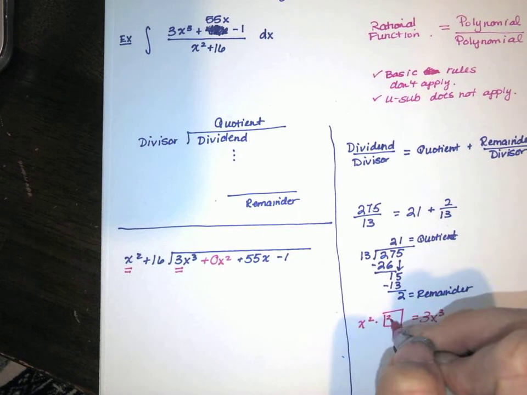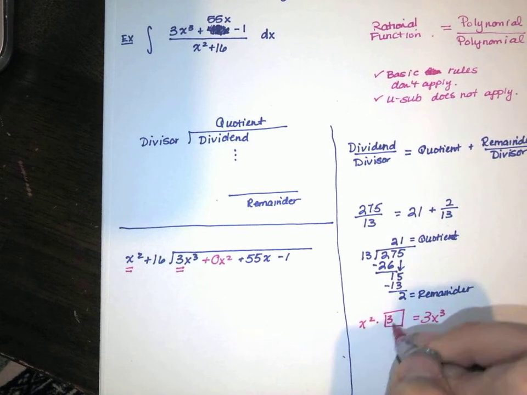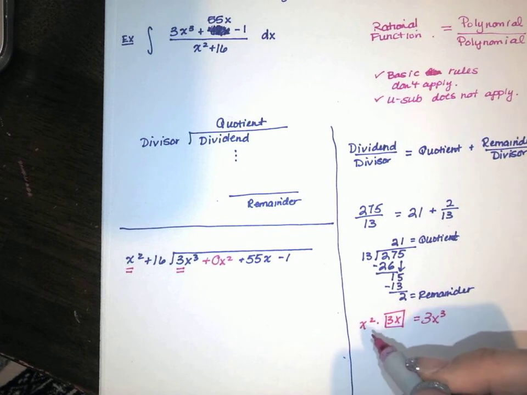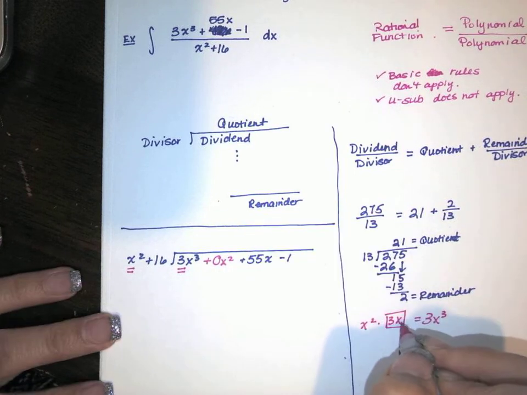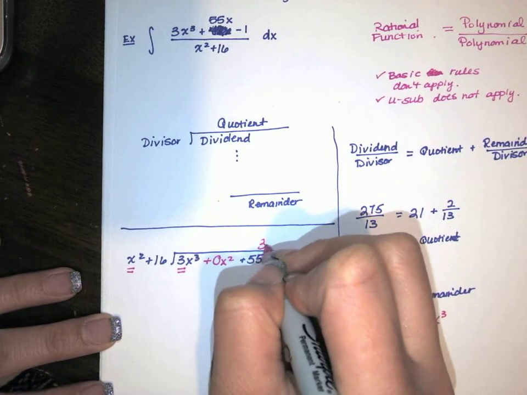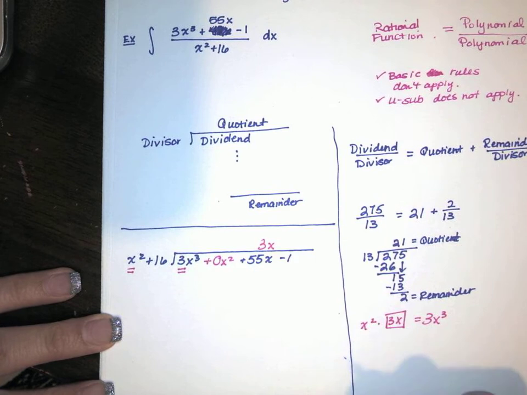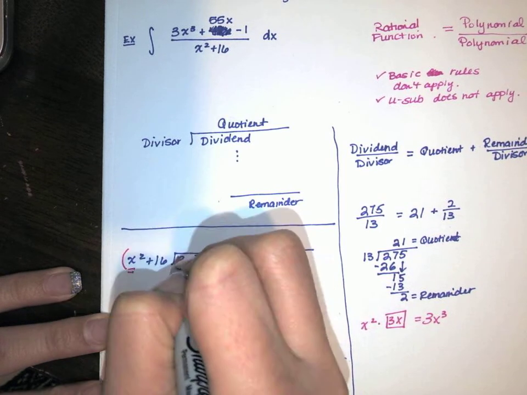Well, I need a 3. I've got 2 x's, I need 1 more x. So x squared times 3x gives me that 3x cubed. So I'm going to write 3x up here, and I just like to organize it this way. If that's got an x to the first, I'm going to write my 3x over the other x to the first term right here. And then I'm going to multiply.